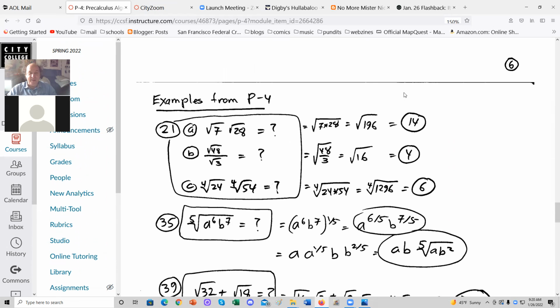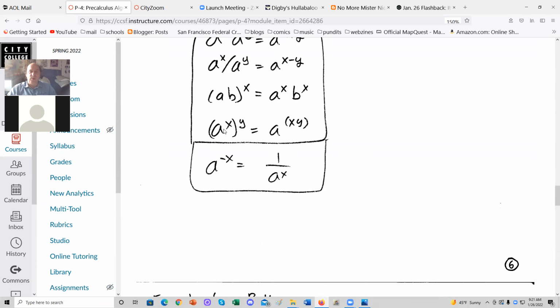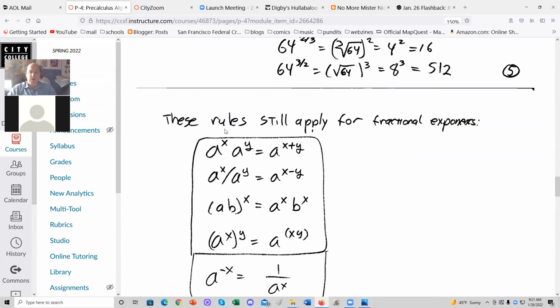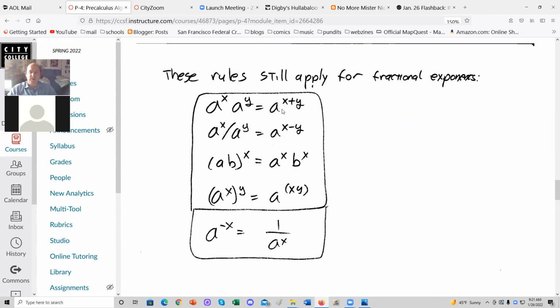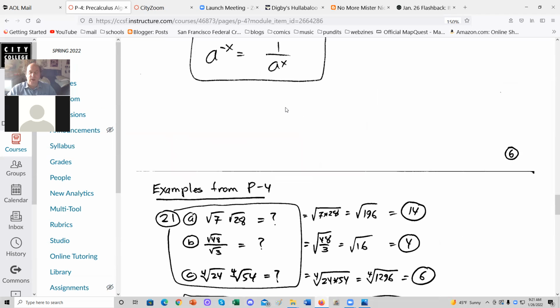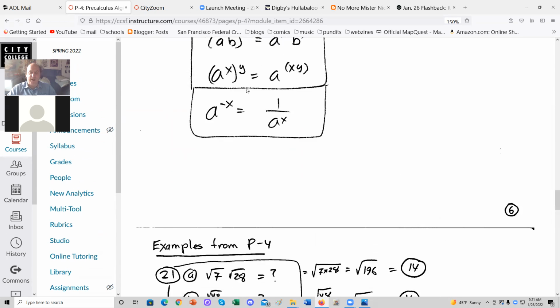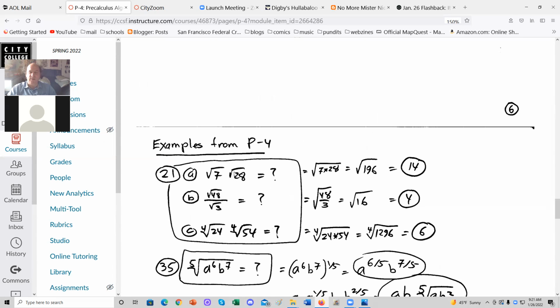We proceed. What is root 7 times root 28? What is root 48 over root 3? What is 4th root of 24 times 4th root of 54? Well, now we use this rule, that a product of powers is a power of the product. So here you have a half power of 7 times a half power of 28. So it'll be the square root of 7 times 28. That'll be root 196, and this turns out to be 14.